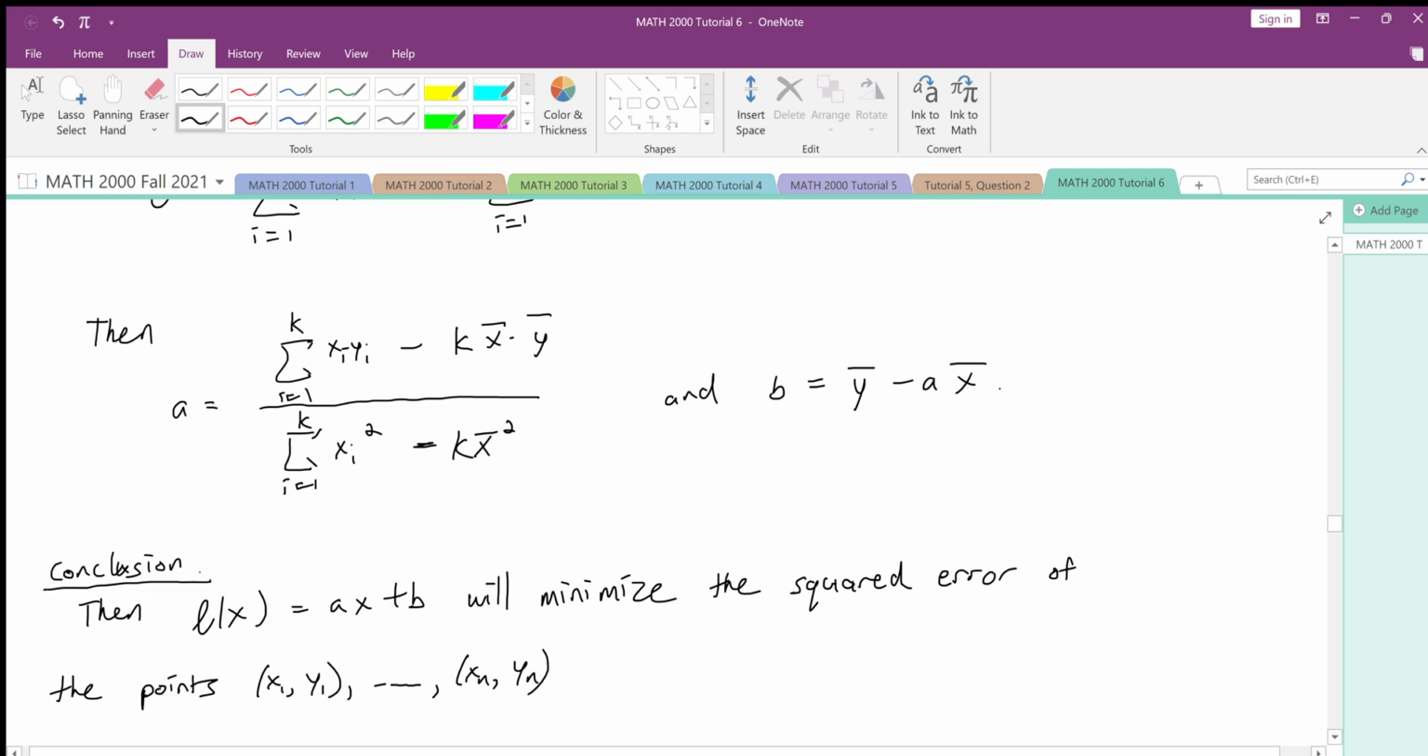So this is the line of best fit, or as your question calls it, the linear least squares fit. Same thing. This L of x is the linear least squares fit, or line of best fit, if you've taken a stat course before. And that's the end of question 3.